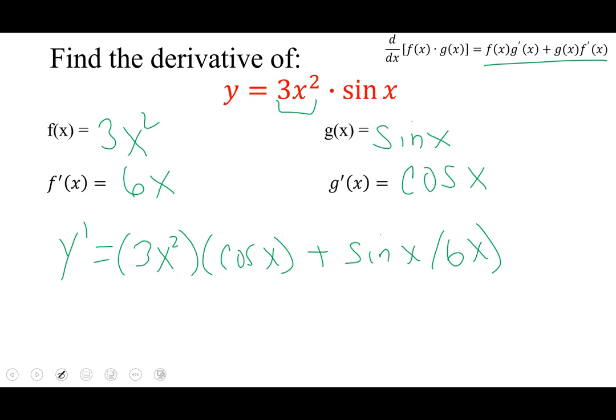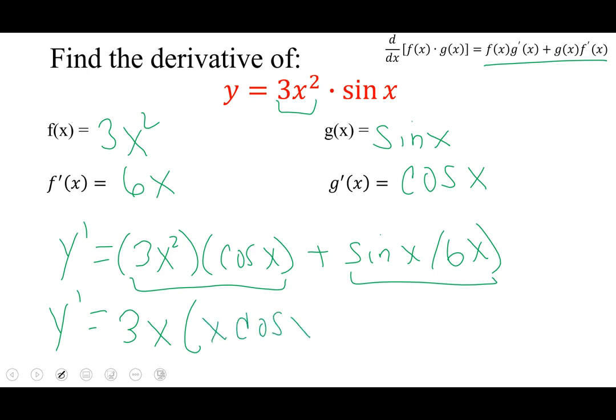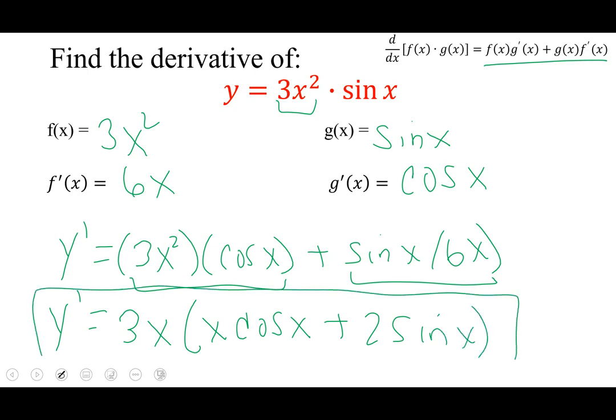Here's the thing, you can't actually multiply a cosine times a 3x squared, and you can't multiply a 6x times a sine x. So all you can do is simplify, and by simplify, that means factor out any of the common factors. So this is 3x squared times the cosine, and this is 6x times the sine of x. So you can factor out the greatest common factor, which would be 3x. If you factor a 3x out of each term, you'll be left with 3x(x cos x + 2 sin x). And that would be considered to be your answer.